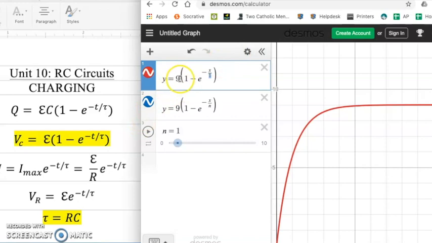All right, now let's mess around with the charging voltage. Suppose I hook it up to a 12-volt battery. That's it. That's the difference, right? It goes up a little bit higher, but it's the same basic shape of graph.